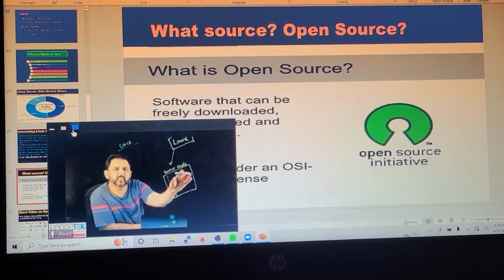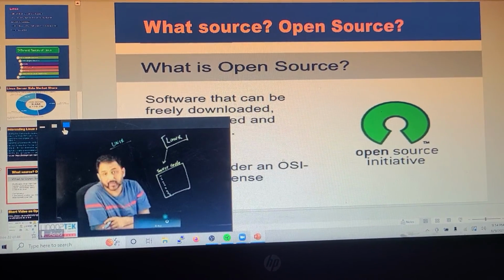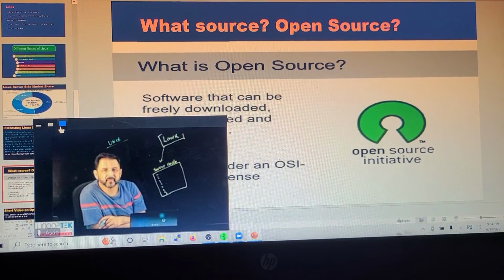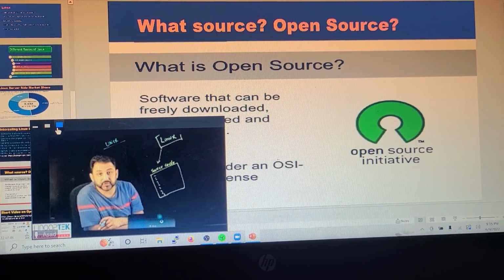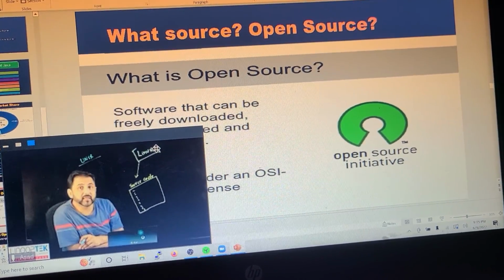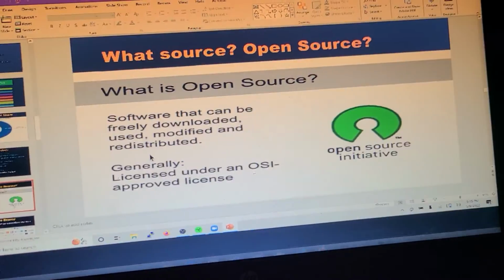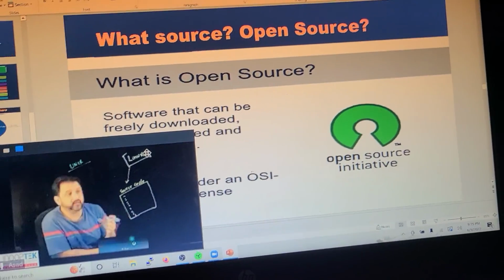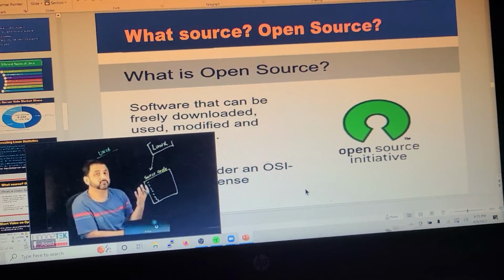So what's the big deal about the source code? Well, everything is about the source code. Every application that you interact with today has a source code. That basically means there's a main code that somebody wrote. They have an option whether they can show you that code or not show you the code.